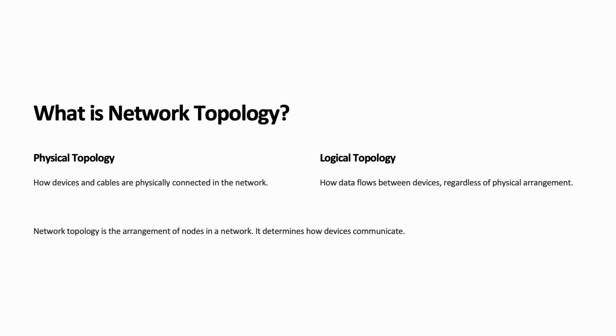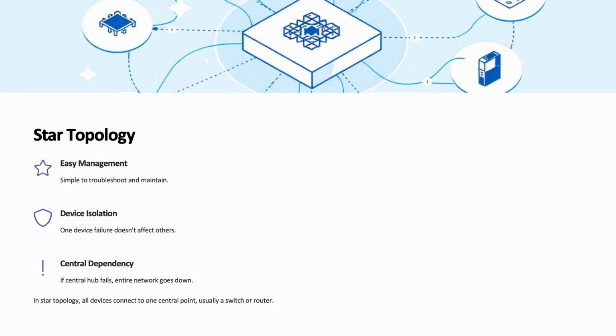A star topology is one of the most common network setups. In a star topology, all devices are connected directly to one central point, usually a switch or a router. The central node manages all network traffic. It is easy to manage and troubleshoot, and failure of one device does not affect others. However, if the central device fails, the entire network goes down.